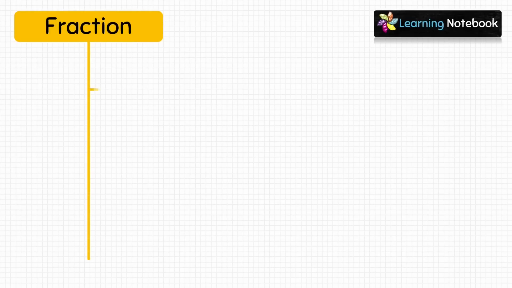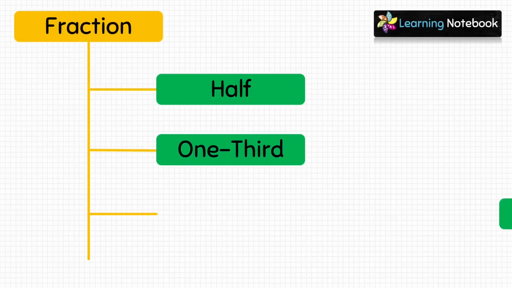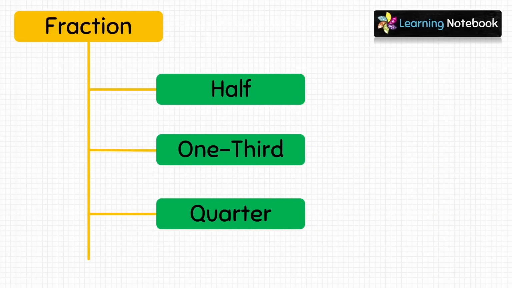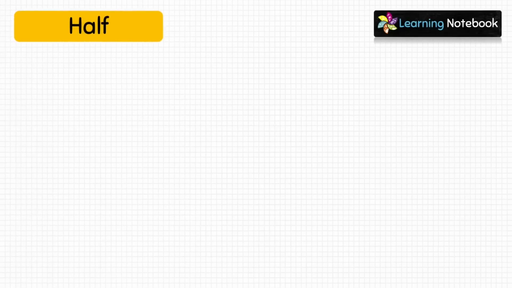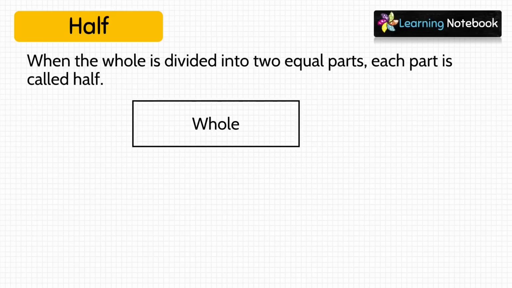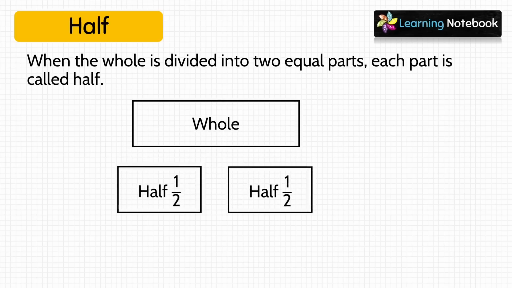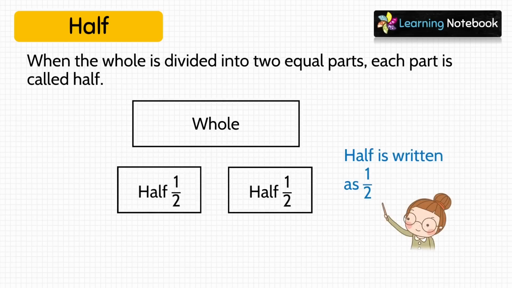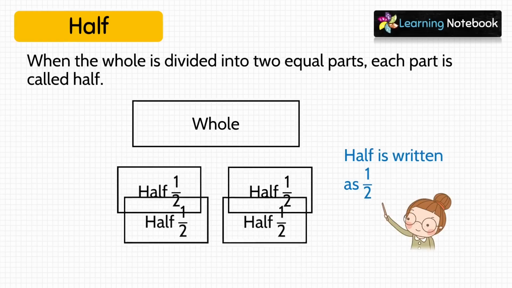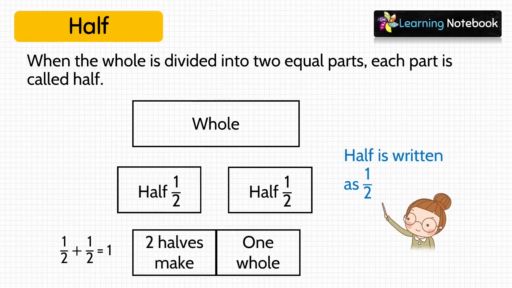Now let's understand what is half, 1/3 and quarter. When the whole is divided into 2 equal parts, each part is called half. Half is written as 1 by 2. And do remember that 2 halves make 1 whole. So it means 1 by 2 plus 1 by 2 equals 1.